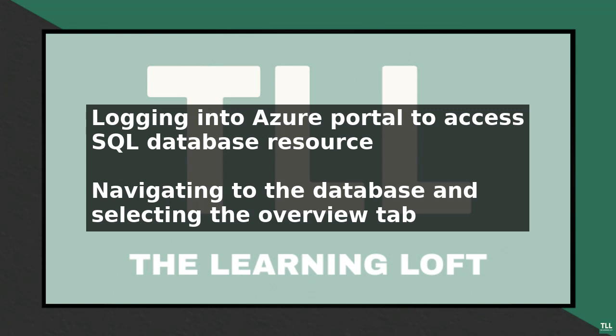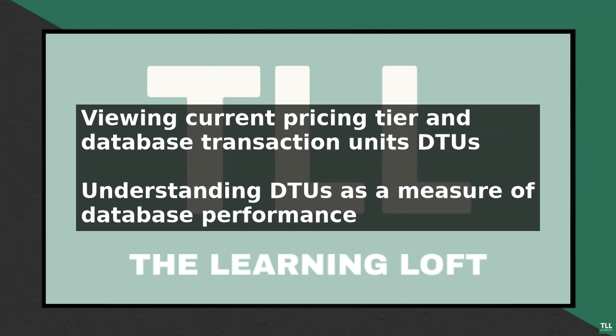To scale up, click on the Pricing Tier tab and then click on the Configure button. This will take you to the pricing tier page where you can select the new pricing tier you want to scale up to. You can choose from a range of pricing tiers, including Basic, Standard, Premium, and Business Critical. Each pricing tier has different performance levels and costs.